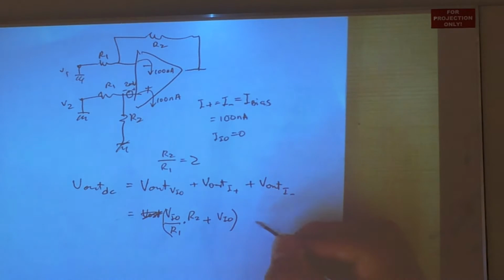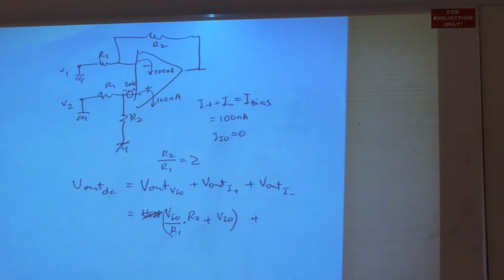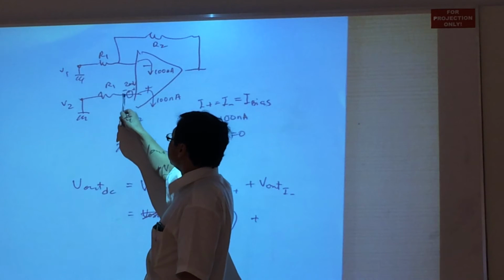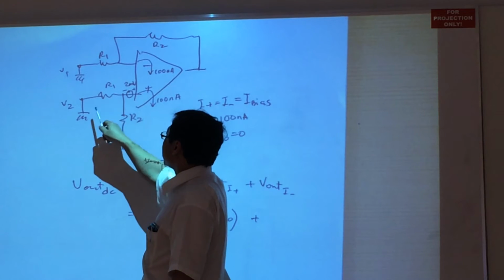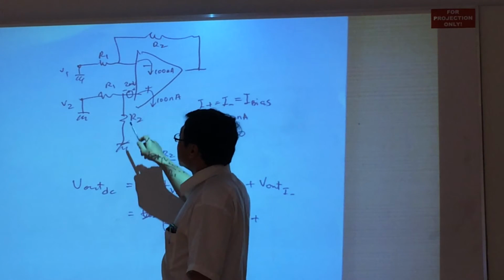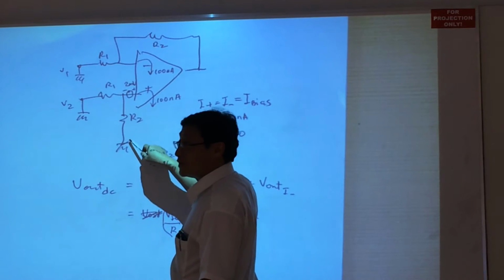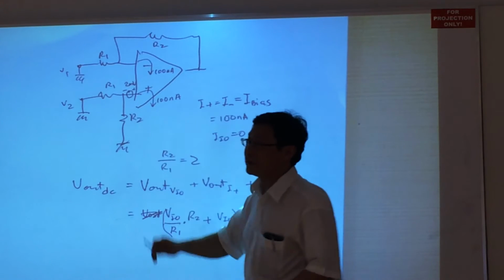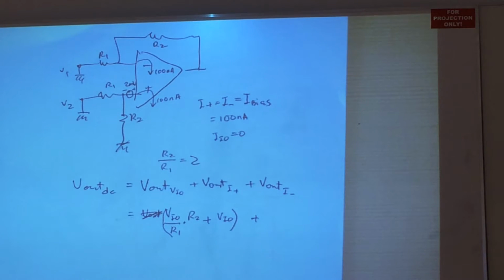Alright? Plus I plus at the output. When we kill I minus, we kill V offset. I plus goes through R1 and R2 that are in parallel. Right? And this voltage appears at this node. Now since current is flowing out from ground to satisfy this current source, the voltage at this node will be more negative than ground. That causes the voltage at this node to be I plus times the parallel impedance of R1 and R2. Right? And therefore it is minus I plus times R1 in parallel with R2.